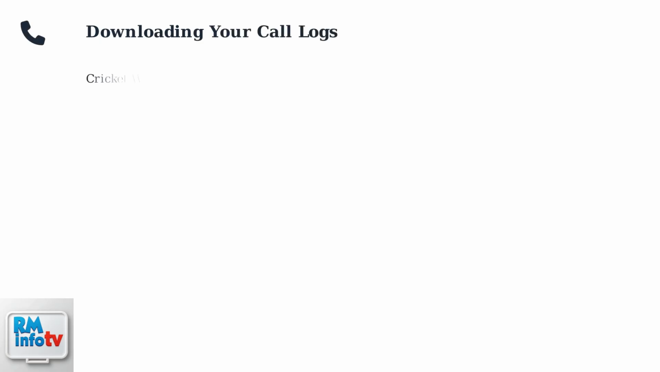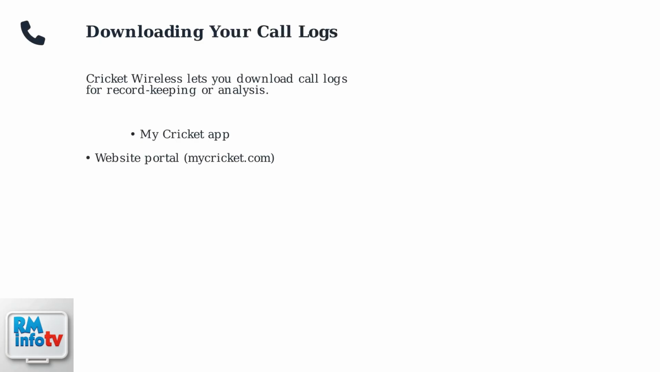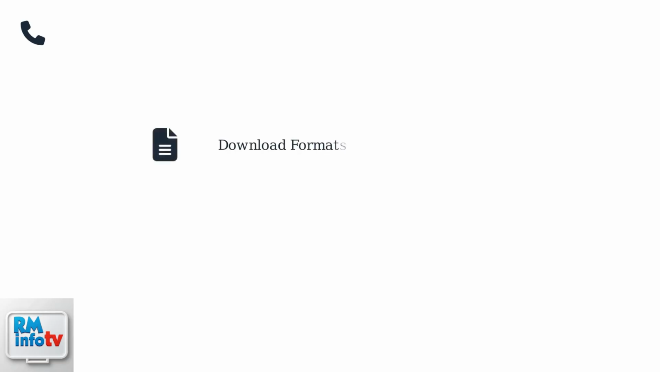Cricket Wireless allows you to download your call logs for record keeping or analysis. Both the My Cricket app and the website portal offer these download options. You can download your call logs in two formats, CSV for spreadsheet analysis and PDF for printable reports. Downloads can be customized by selecting specific months or date ranges to get exactly the data you need.